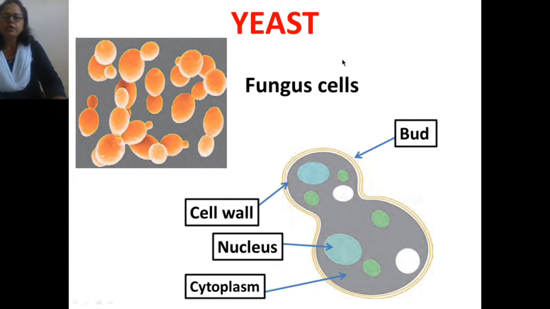Now third one, see yeast. All of you know this yeast. See the figure. It is a bud here. Then outer wall is cell wall. Here is the nucleus, and blue color is a cytoplasm. It is a fungus cell. Yeast is a fungus cell.